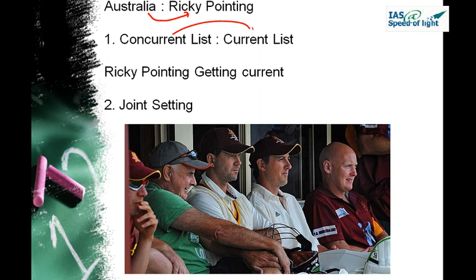The concurrent list we have derived from Australia. Joint sitting of Parliament. See this picture: he was the captain of the Australian cricket team and known to be a good leader. So he used to hold a lot of joint sittings with different players of the team, or with the management of the team. So we are linking joint sitting with Ricky Ponting, or Australia.